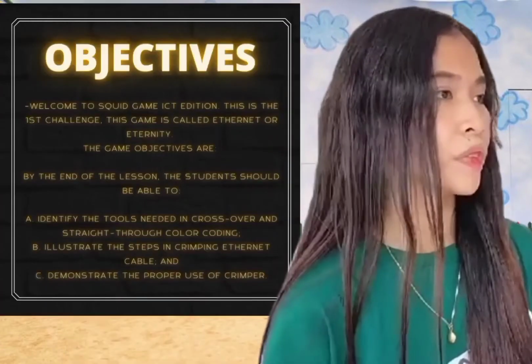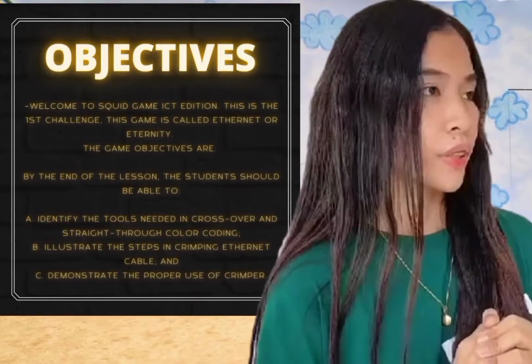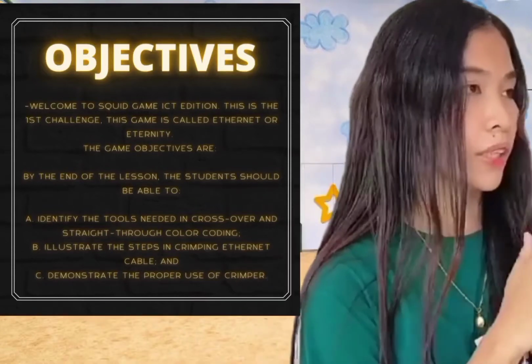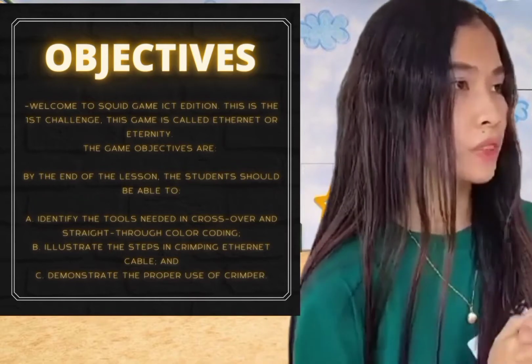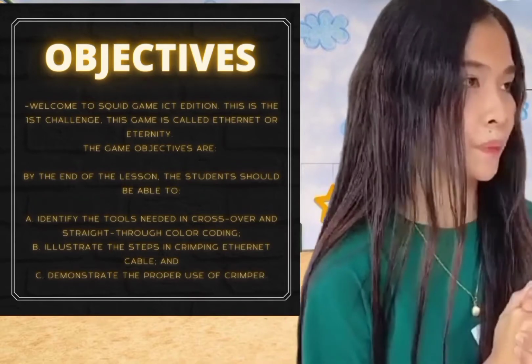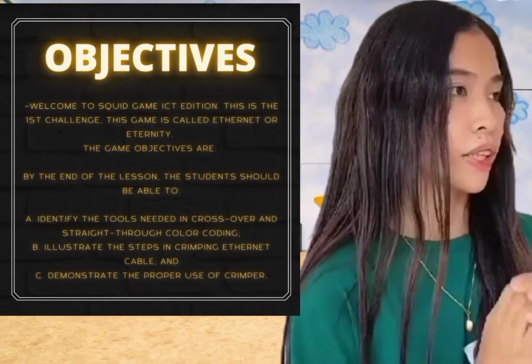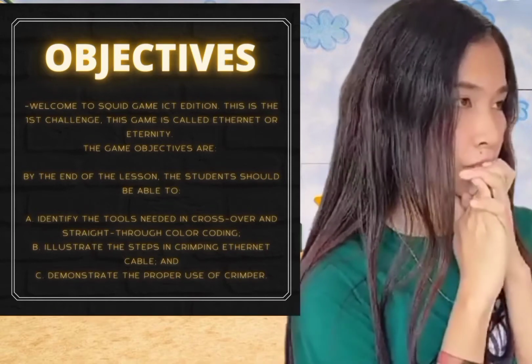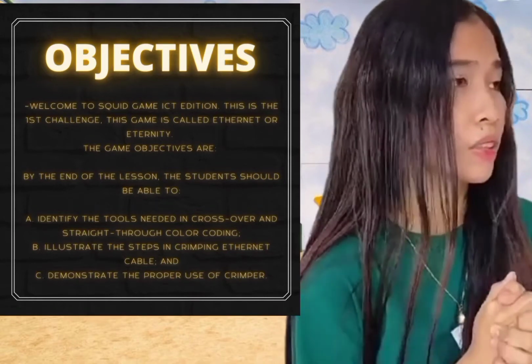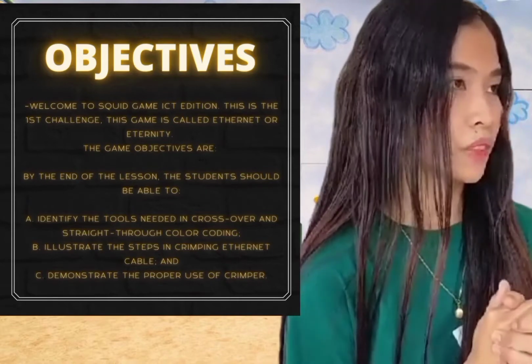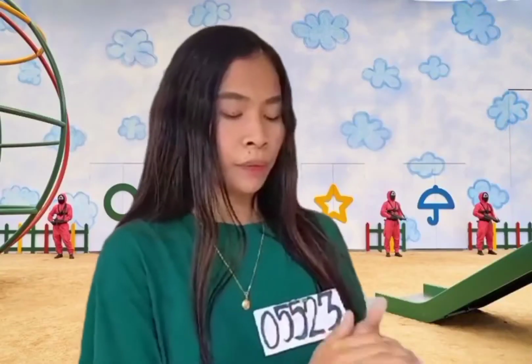The game objectives are: by the end of the lesson, the student should be able to: A. Identify the tools needed in crossover and straight-through color coding. B. Illustrate the steps in crimping Ethernet cable. And C. Demonstrate the proper use of crimping. Good luck, players.